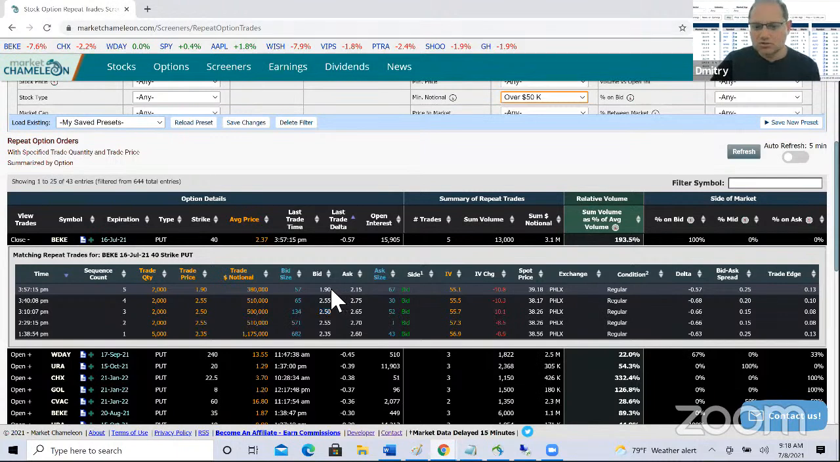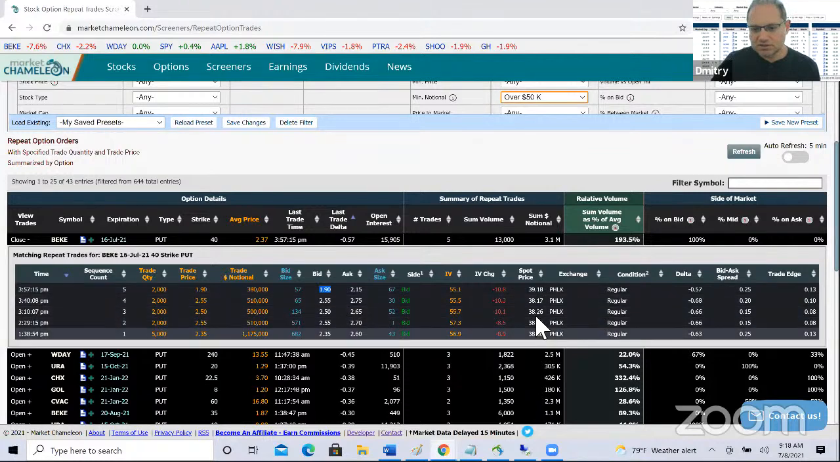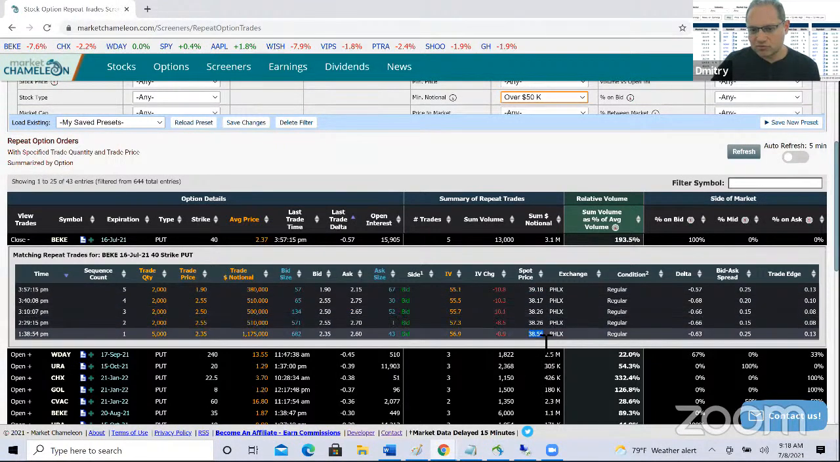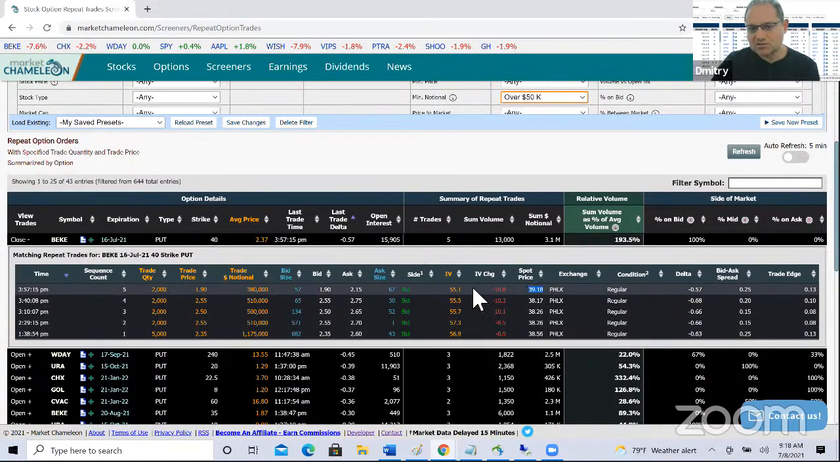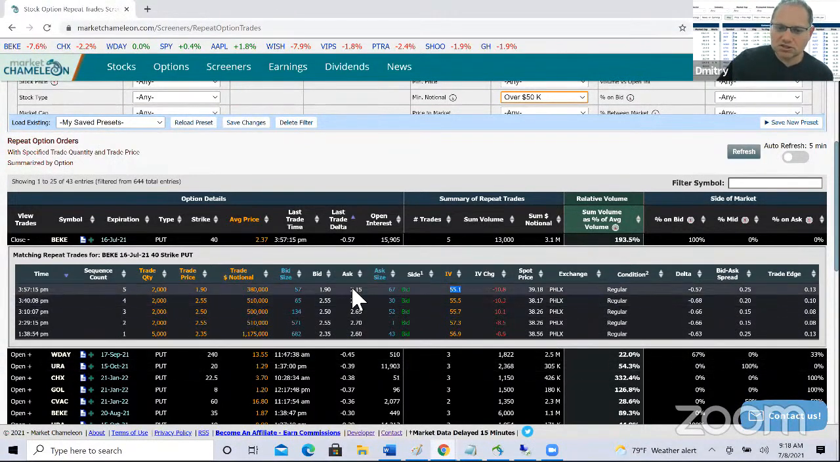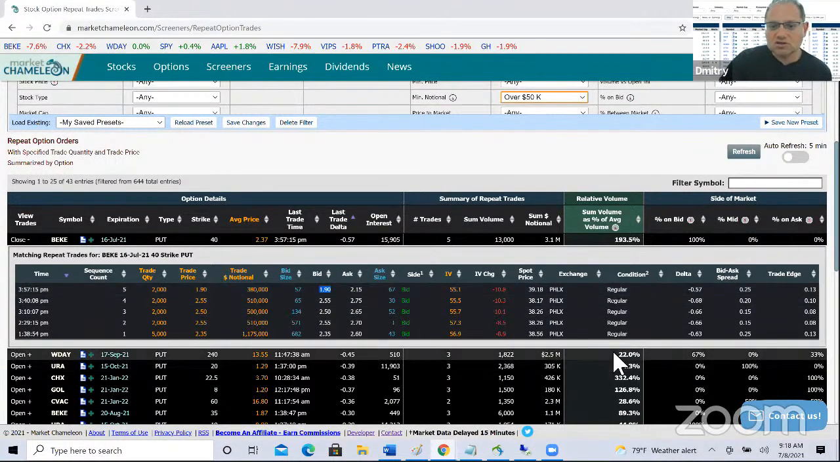The last one looks like it traded at the lowest price of $1.90, but the stock was increasing at the time, 39.18. So the stock went from 38.56 to 39.18. Looks like the implied volatility started out 56.9 and was down to 55. So this is sell orders pushing down that option.